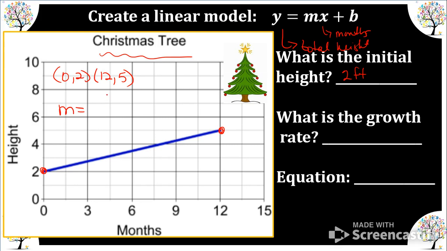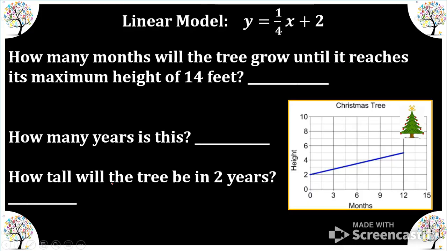So slope is y2 minus y1 over x2 minus x1. We get 3 over 12, which simplifies to 1/4. So that means each month the tree grows 1/4 feet. We put this all together to create the model. This is our model. Now we can use that to answer some questions.